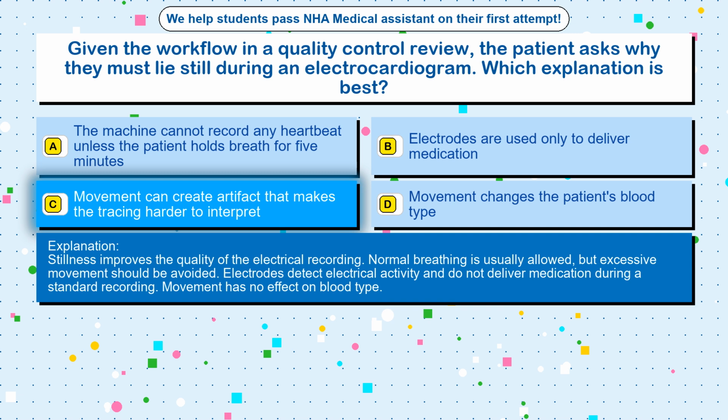Normal breathing is usually allowed, but excessive movement should be avoided. Electrodes detect electrical activity and do not deliver medication during a standard recording. Movement has no effect on blood type.